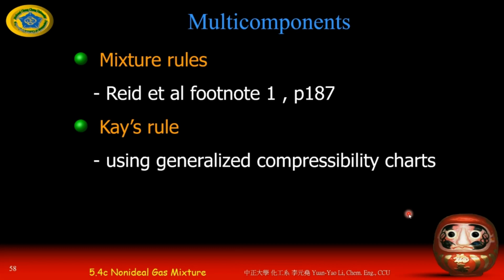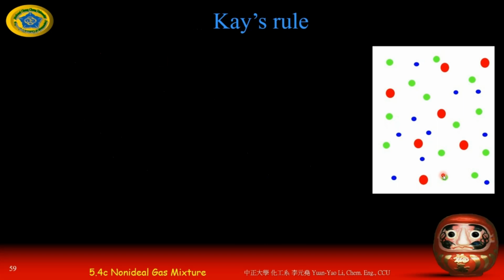So how about the multi-components? There are two things we want to introduce here. One is mixture rules, one is Kay's rule. Actually, mixture rules are more complicated, so we just introduce Kay's rule only. Kay's rule is to use the generalized compressibility chart. Okay, so this is Kay's rule.